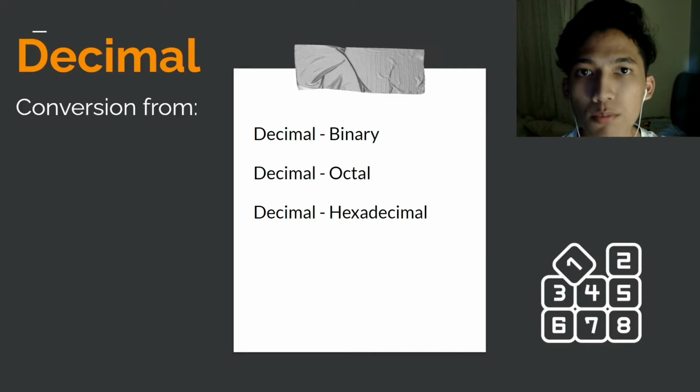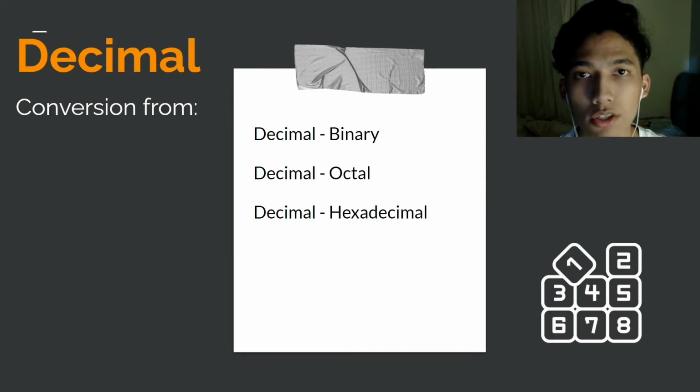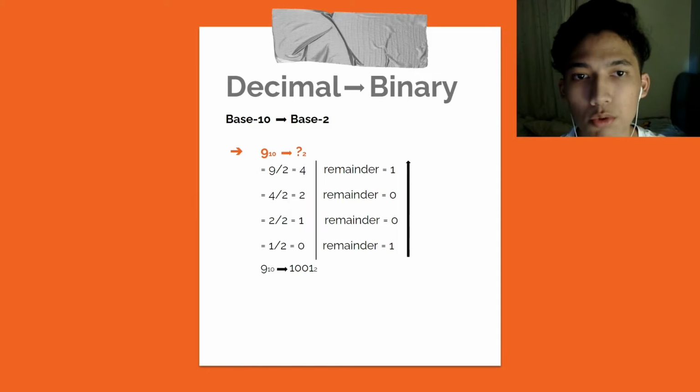Assalamualaikum warahmatullahi wabarakatuh. My name is Irfan Coin bin Abdul Muhaimin, metric number 2116843, and I will be presenting on decimal number system conversion to binary, octal, and hexadecimal. So let's move on to the first one, which is binary.